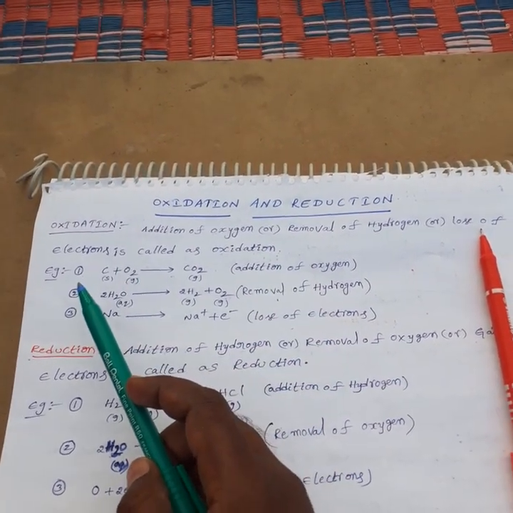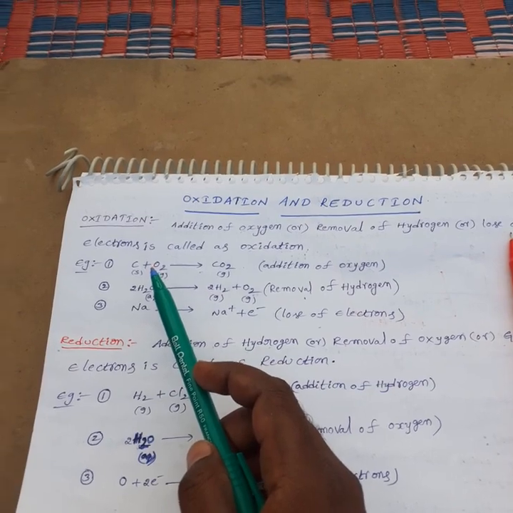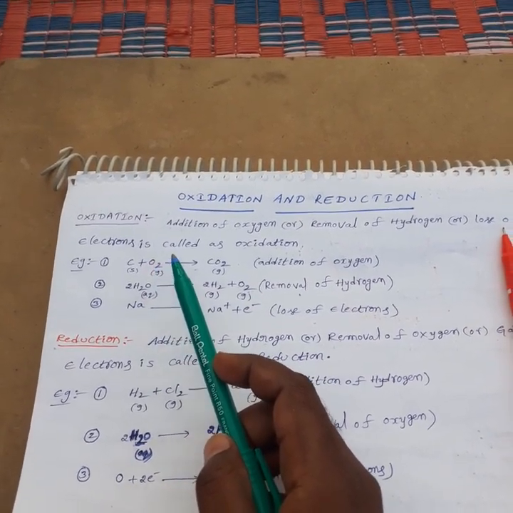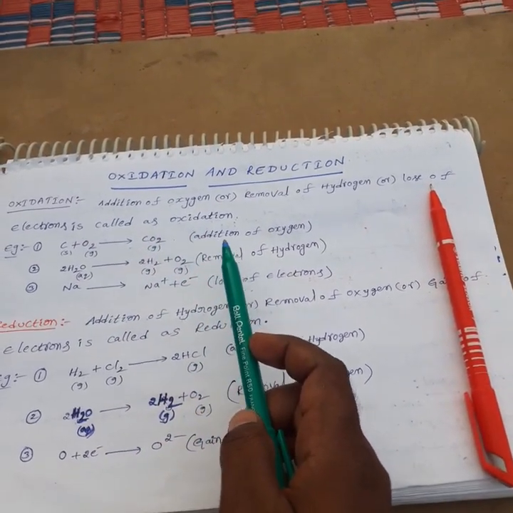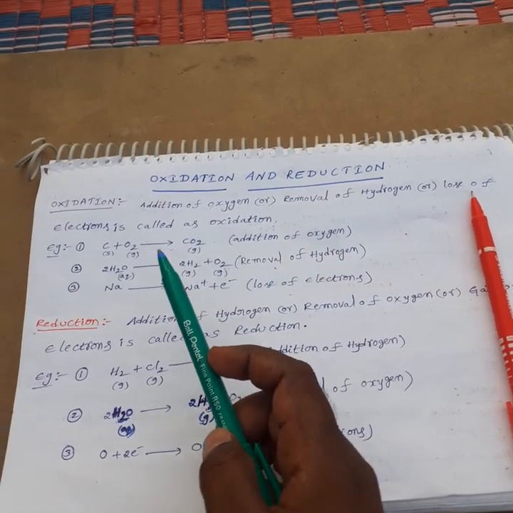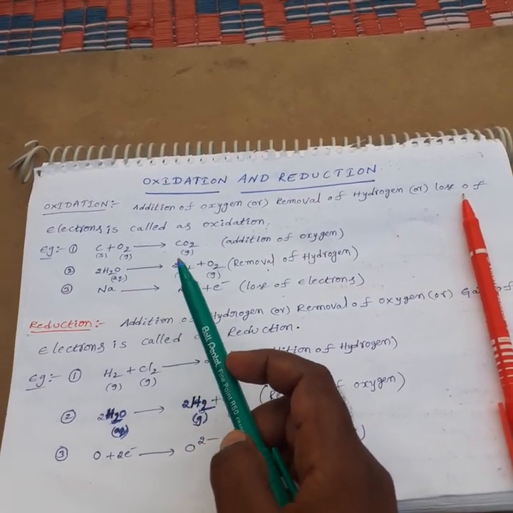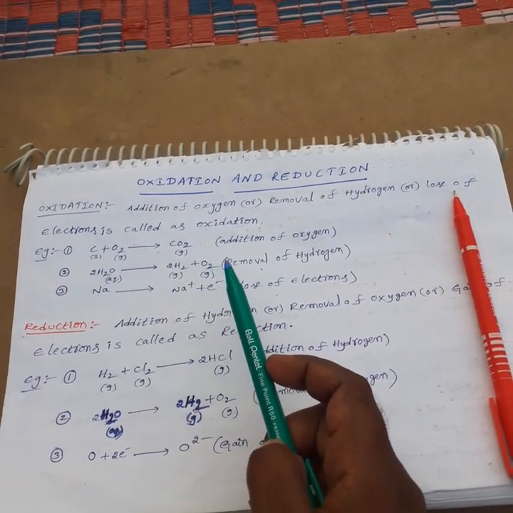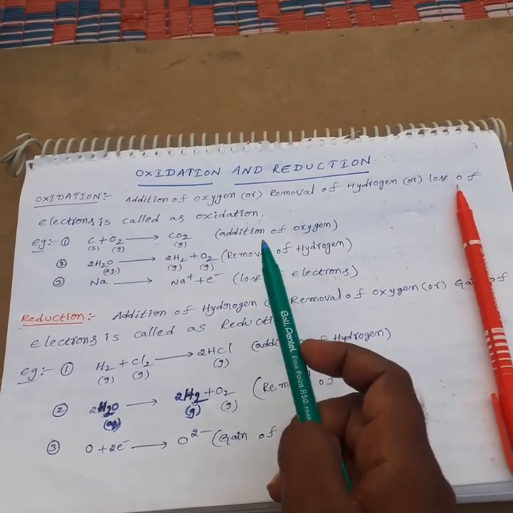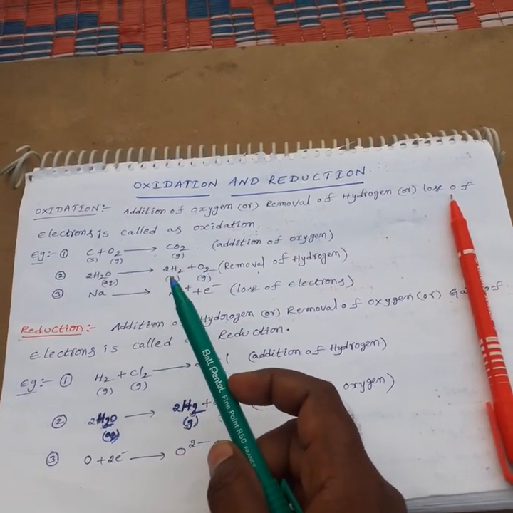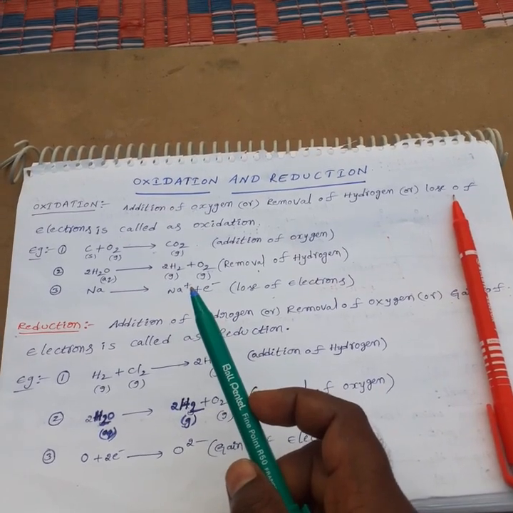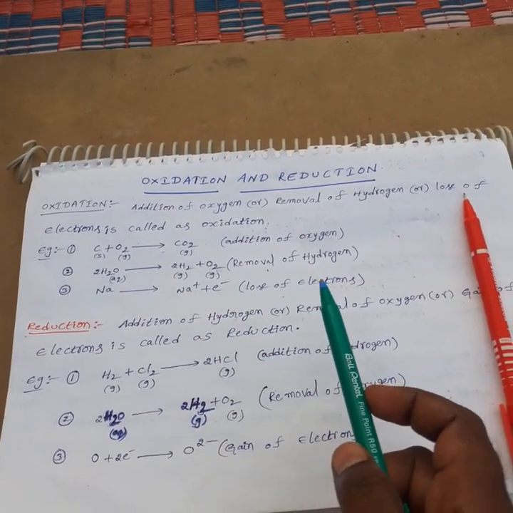Here we can observe examples of oxidation. Carbon when reacting with oxygen forms carbon dioxide, that is addition of oxygen. Next, a water molecule can be decomposed into hydrogen and oxygen, that is the removal of hydrogen. And third, sodium can be converted into sodium ion, that is the loss of electrons.